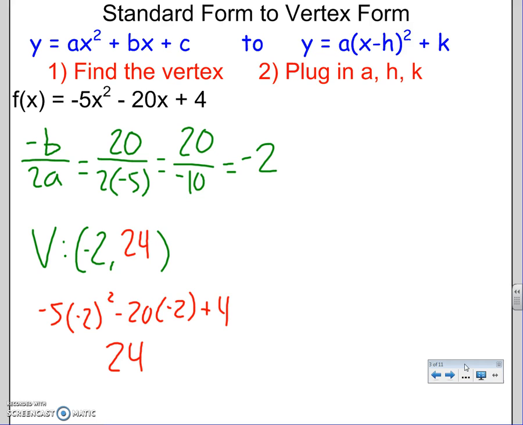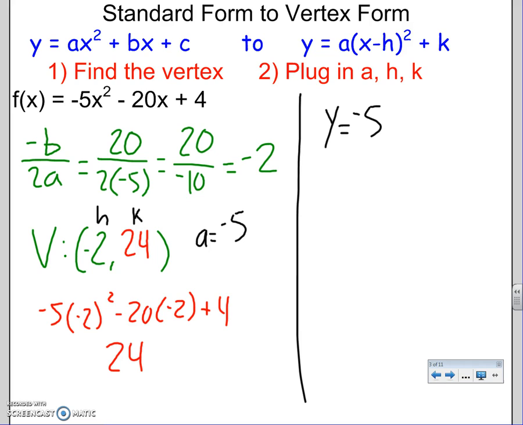Alright, so our vertex is also known as h comma k. So I found h and k, and don't forget a is the same a from before, from the standard form, so a is negative 5. With those 3 numbers, h is negative 2, k is 24, a is negative 5, I'm going to plug it into the equation, then I'm done. So y equals a, which is negative 5, times x, opposite of h. So opposite of negative 2 is positive 2, squared, plus k, so we'll leave k alone. This is my answer.